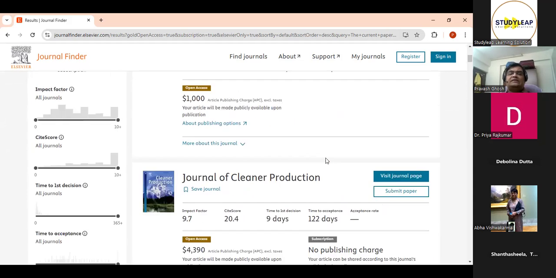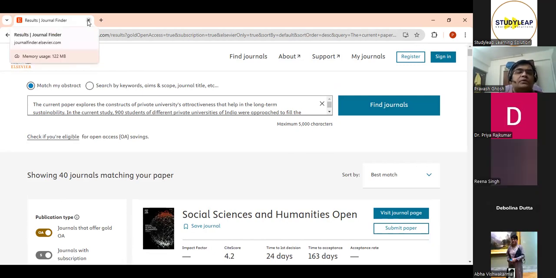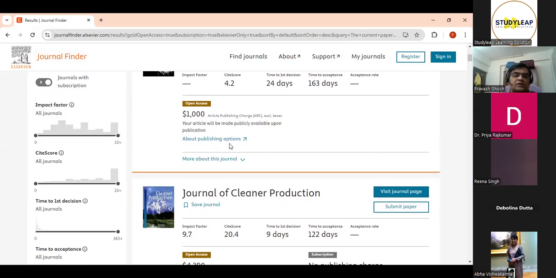Okay. So these are some basic elements that we observe when we go for a journal finder, right? So let me stop here. One query: in these journals, it is mentioned article publishing charges, $1,000 and so on. Yes, ma'am. So there is a cost involved with the same?